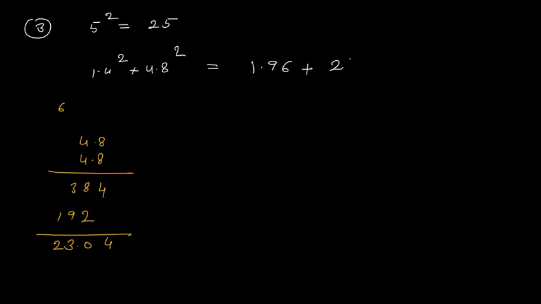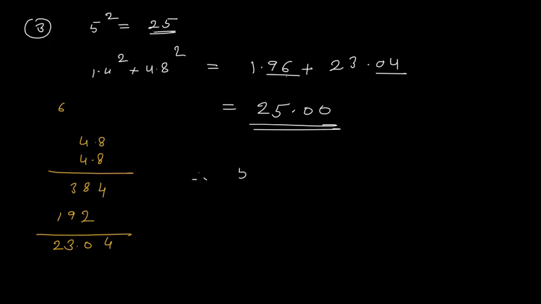So 1.96 plus 23.04. This is 6 after decimal. Here we have 2 digits, here we have 2 digits. So 6 plus 4, 10. And now 9 plus 1, 10. 1 is carry. Then again 1 carry. So 1 plus 1, 2. 3 plus 2, 5. And here it is 2. So 25. Now here it is 25 and here also I am getting 25.